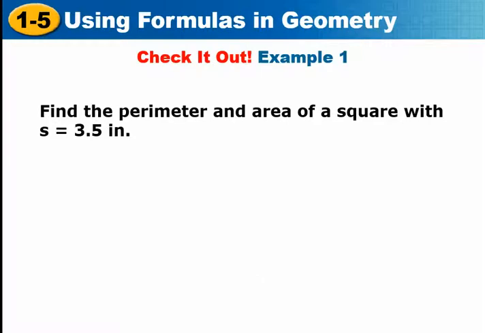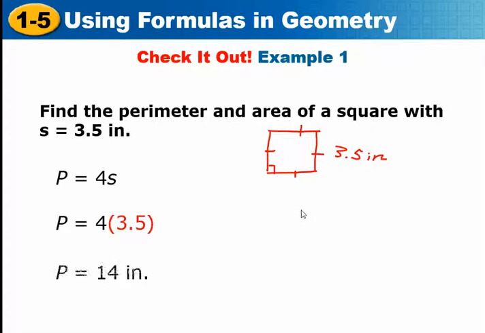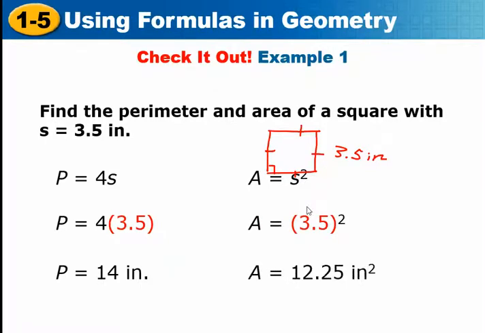Okay, this one says find the perimeter and area of a square with a side of 3.5 inches. There's no sketch, so I would add a sketch. Remember, a square has 4 congruent sides and 4 right angles. And each of these is 3.5. So the perimeter is found by taking 3.5 plus 3.5 plus 3.5 plus 3.5 if you want, or you could just take 4 times that. And we would get 14 inches. The area is equal to that side length squared. So 3.5 squared is 12.25 inches squared.